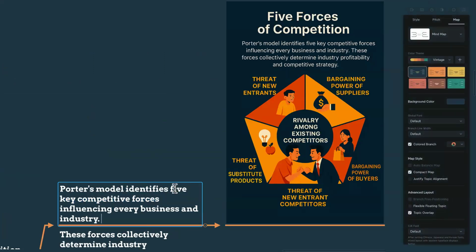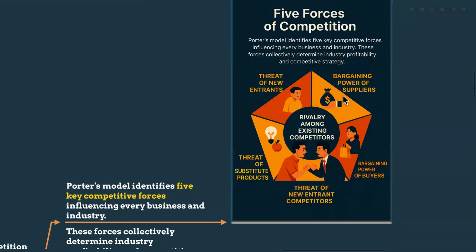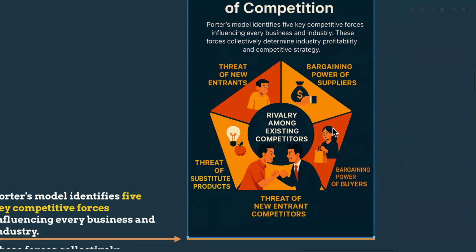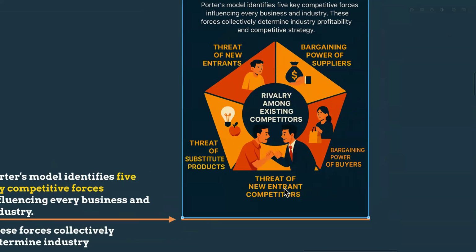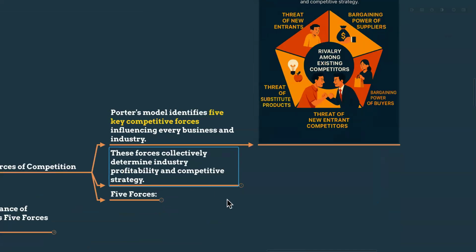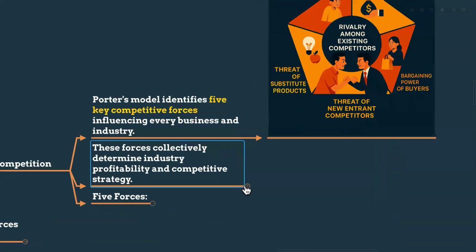Let me highlight that word. Five key competitive forces. You have to remember these five key competitive forces. Definitely, it will be in your examination. So it will be threat of new entrants, bargaining power of suppliers, bargaining power of buyers, threat of substitute products. Okay. Let's explain this one by one. So these forces collectively determine the industry profitability and competitive strategies, right?